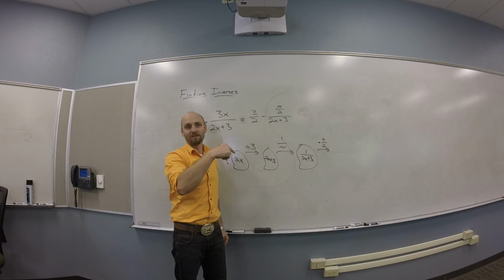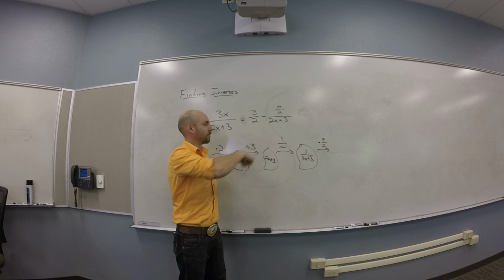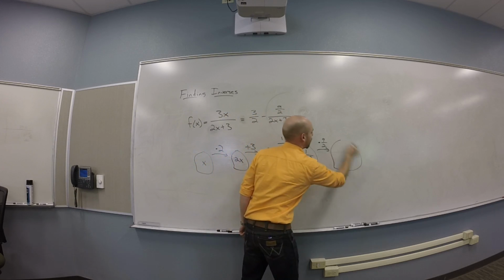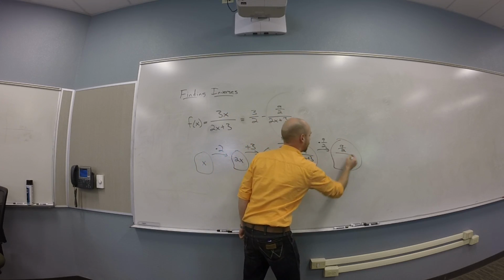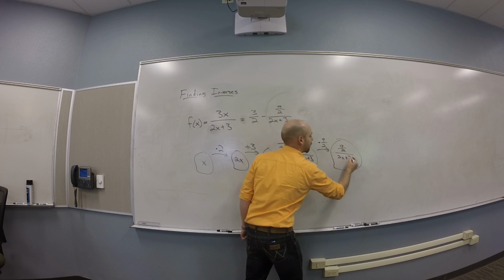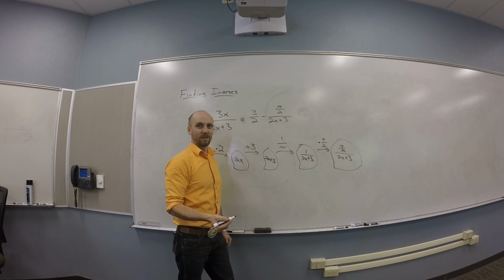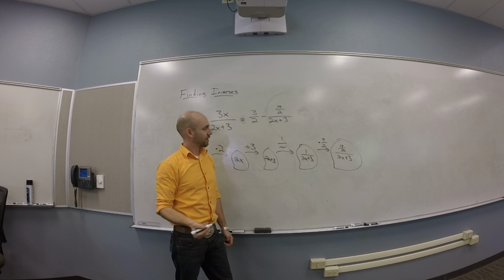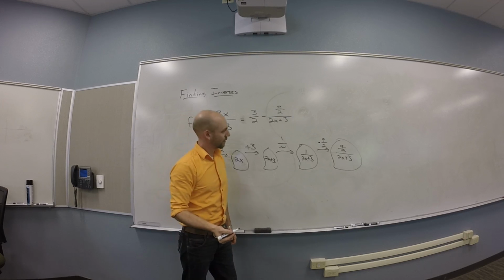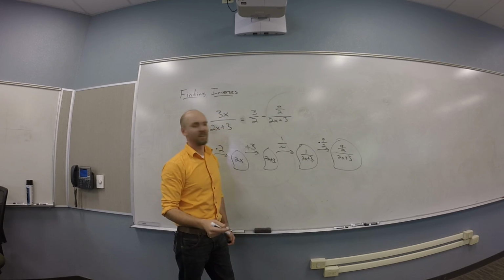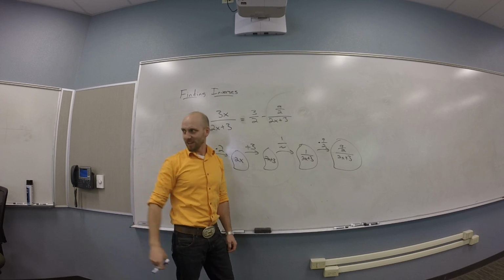Then I need a 9 halves on top. These are multiplies, so I'm just going to multiply by 9 halves. And that's going to get me to 9 halves over 2x plus 3. Don't you multiply fractions together? Don't you have to combine the bottom terms and the top terms? Yes, it's the same.